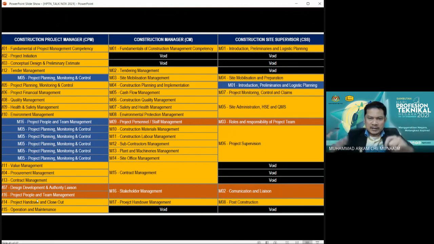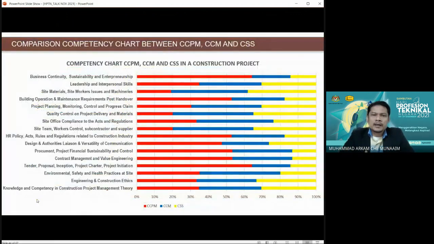There is something here showing us the job responsibilities, so that we understand our job function on site. This is a comparison table, just for illustration. What is the CSS job function? The important responsibility factors of CSS, CCPM as well as CCM. The lesser the percentage, the less responsible. Business continuity, for example, sustainability and entrepreneurship.